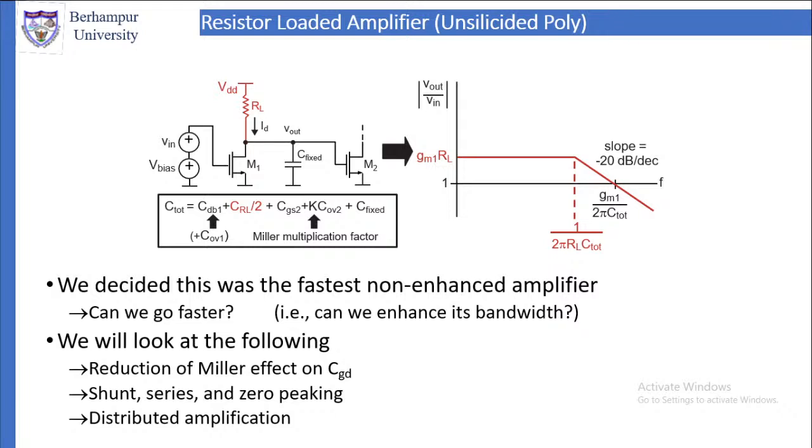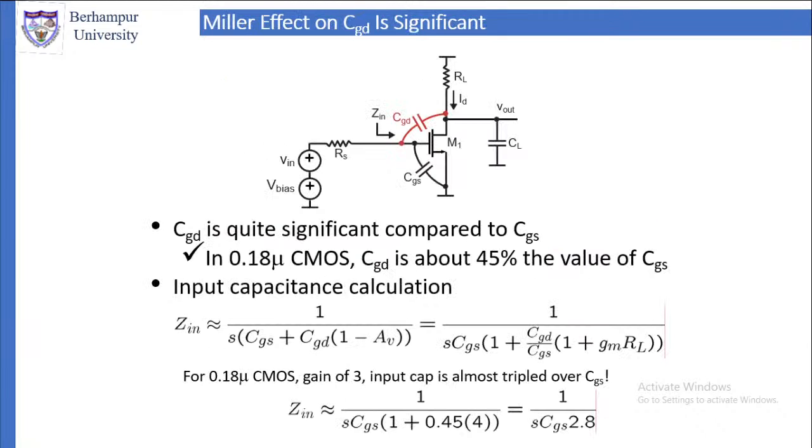So beyond this, can we go beyond this amplifier? Can we enhance the bandwidth beyond this? That is the question. To go beyond this, we have to look at the following: reduction of Miller effect on CGD, short series and zero peaking, and distributed amplification. These are the three things in the amplifier that we look at. Let us start with the Miller effect.